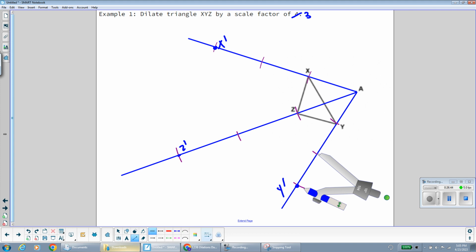I'm just going to use a different color line. And what I'm going to do is connect the image points together so that you can see them. And notice how our new triangle is about 3 times larger than the original.